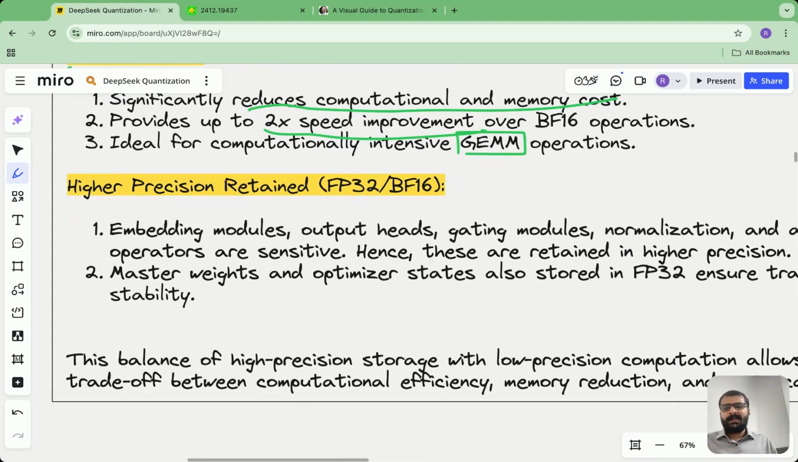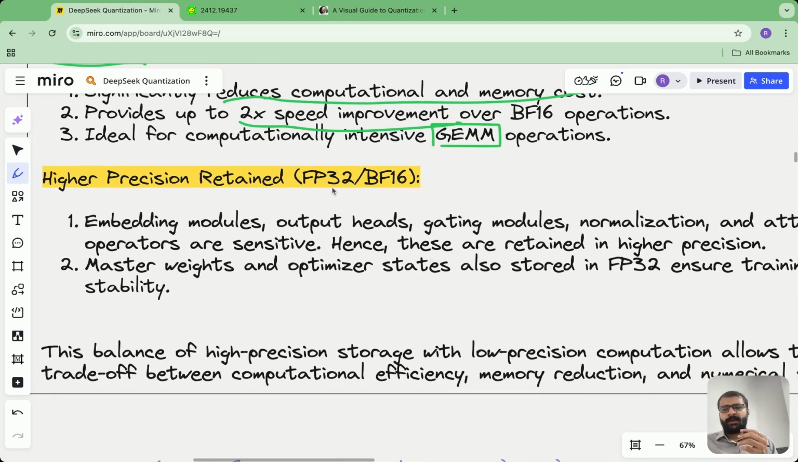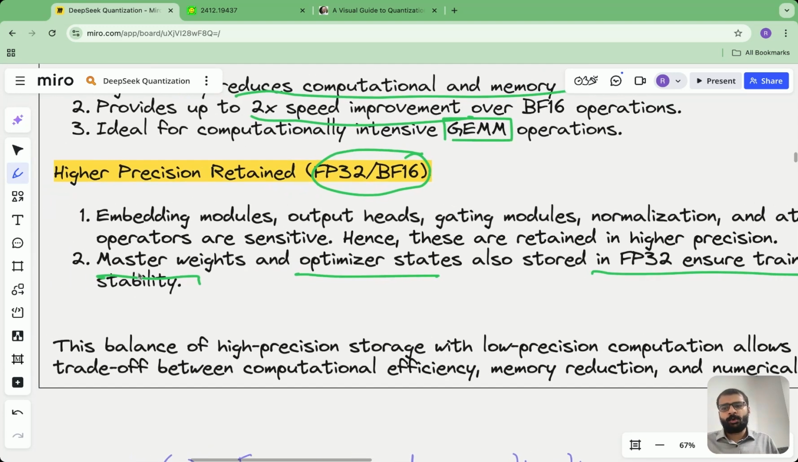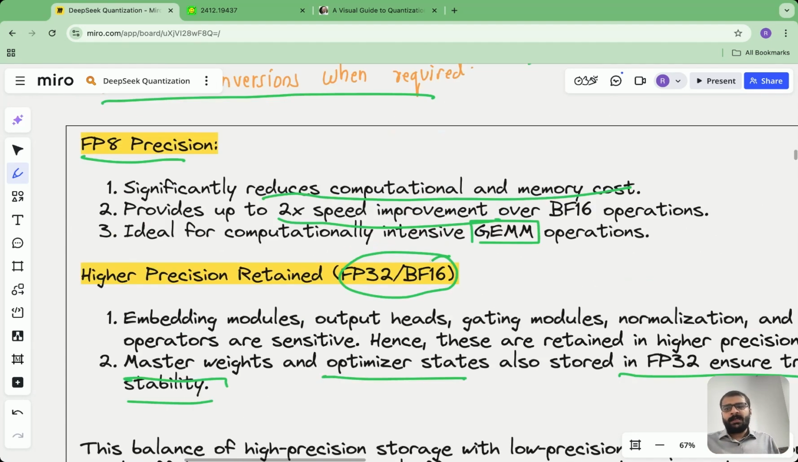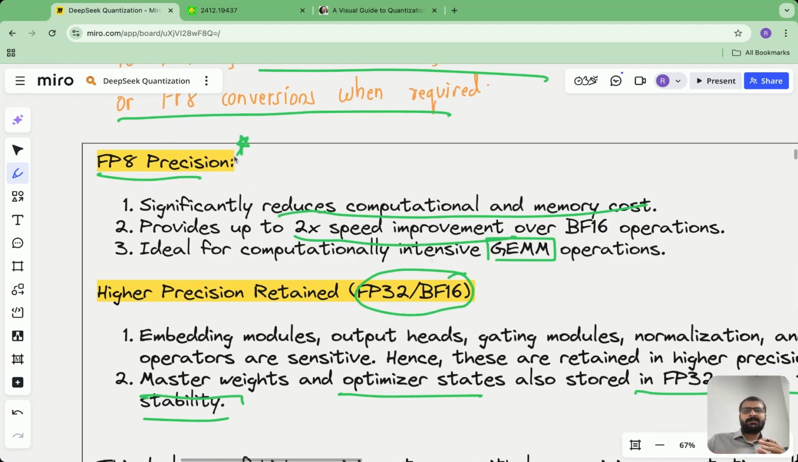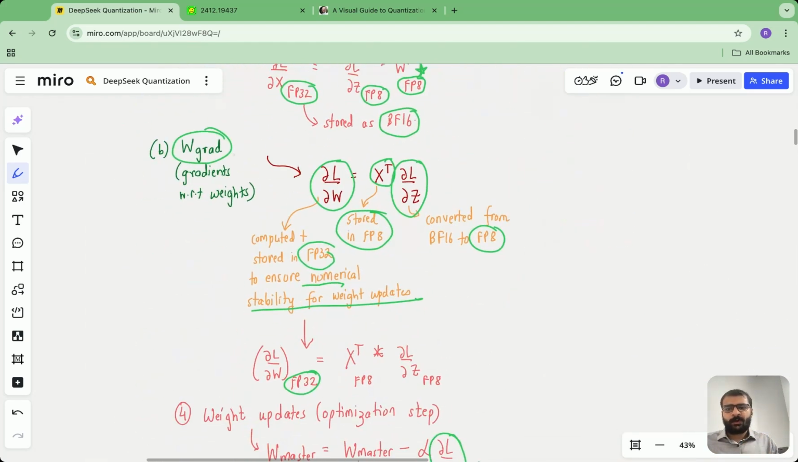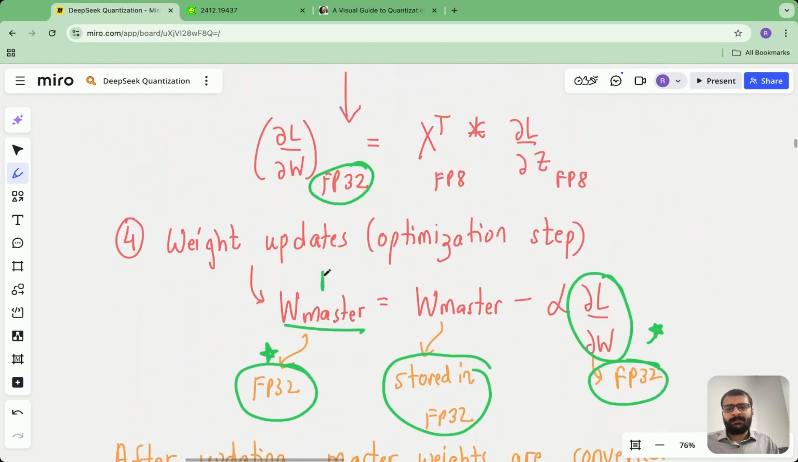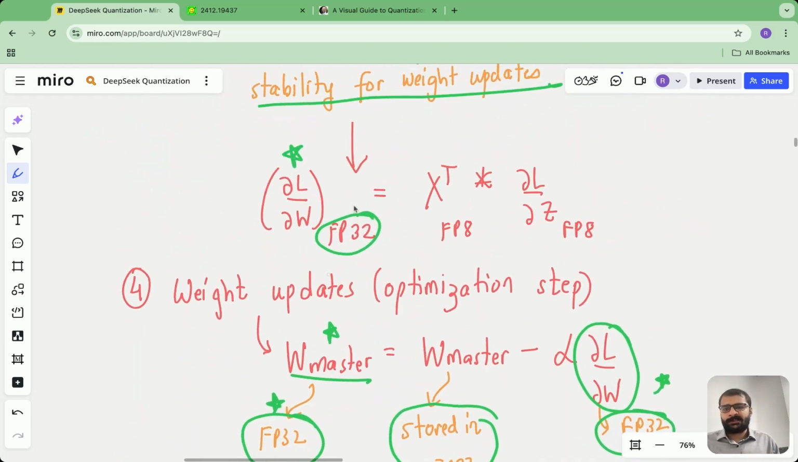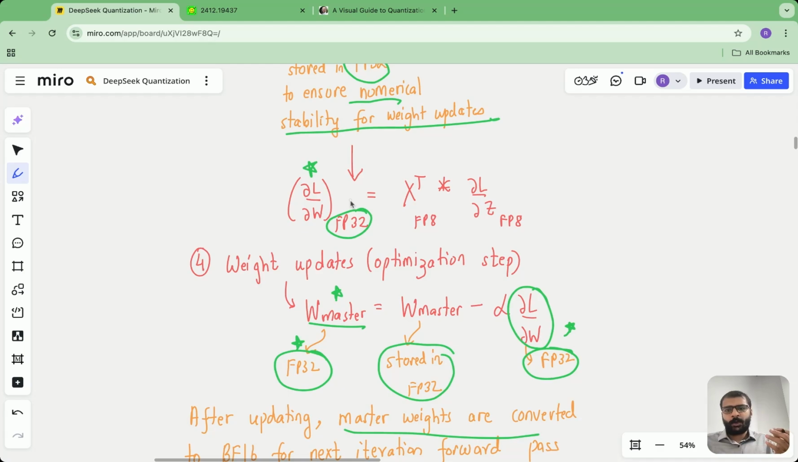But you see, we are smartly also retaining some states in higher precision, right? Master weights and the optimizer states are stored in floating point 32 to ensure training stability. That's why this is called mixed precision. During computations, some variables which are not as important are converted to floating point 8 on the fly, but variable states which are important, for example these master weights, and the partial derivative of loss with respect to W, are maintained as floating point 32. That's why it's called mixed precision.